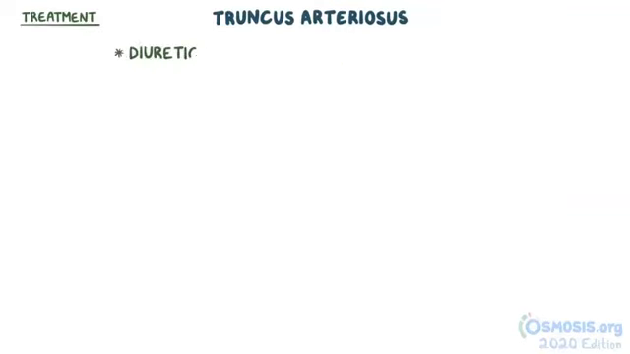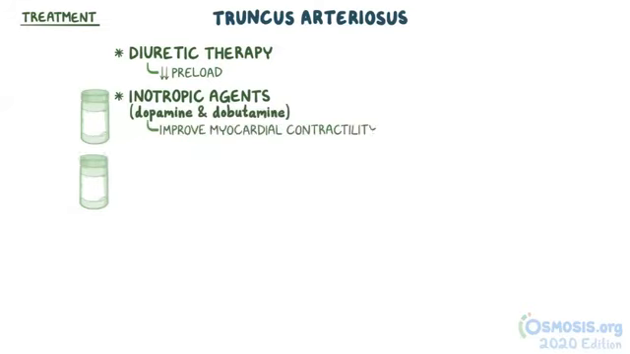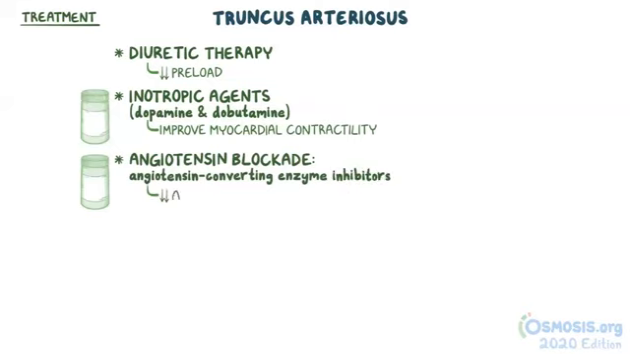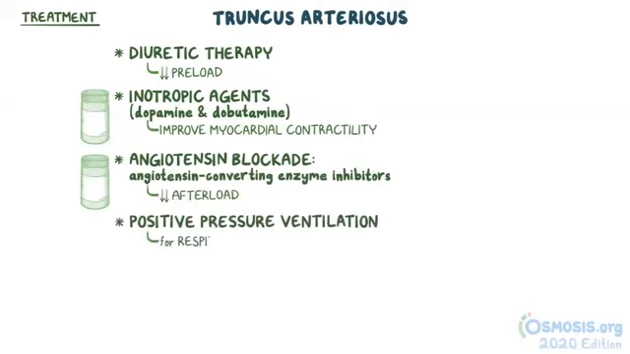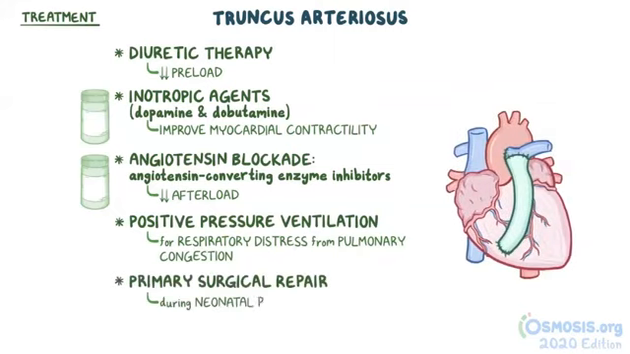Treatment includes diuretic therapy to reduce the preload by promoting natriuresis, inotropic agents like dopamine and dobutamine to improve myocardial contractility, angiotensin blockade and angiotensin converting enzyme inhibitors to reduce the afterload, and non-invasive positive pressure ventilation in case of respiratory distress due to pulmonary congestion. After stabilization, the definitive treatment consists of primary surgical repair during the neonatal period.